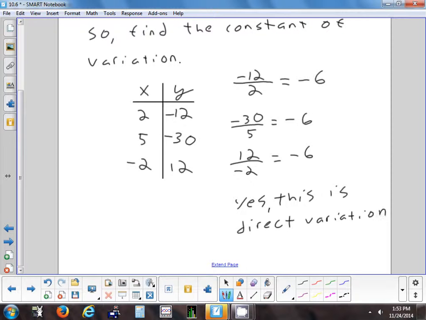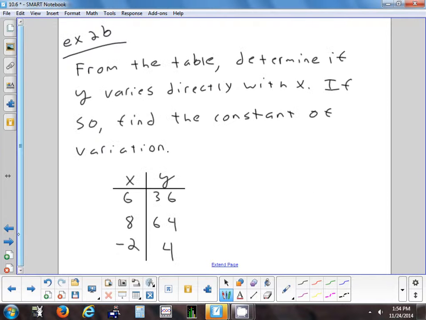Now the question is, what's the constant? What did you get every time? The constant is negative 6. If you were doing this problem out as an equation, that negative 6 would be your k. That's the constant. Any question on that? Okay, so it's pretty straightforward. It's not that bad.